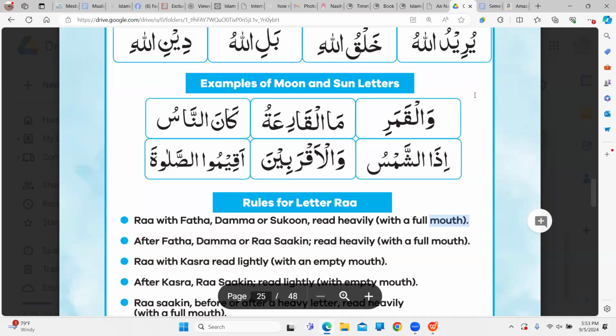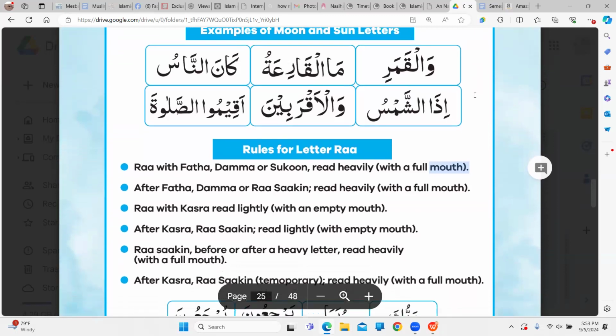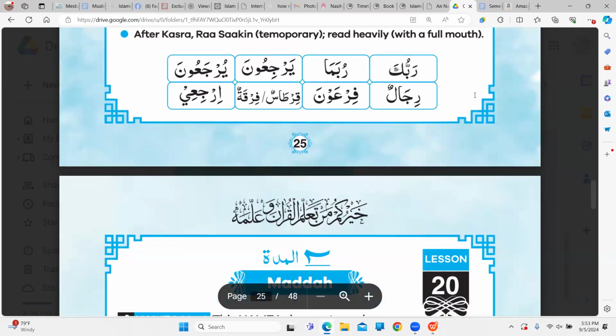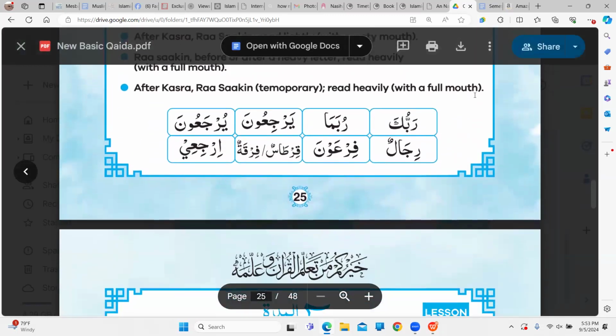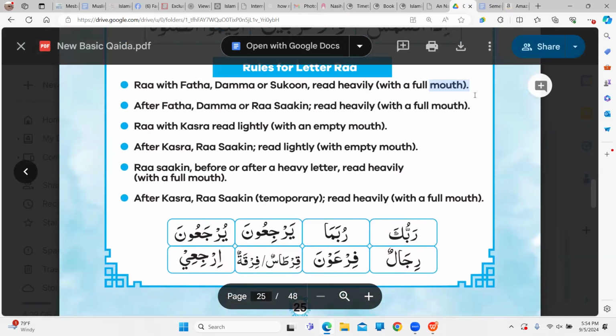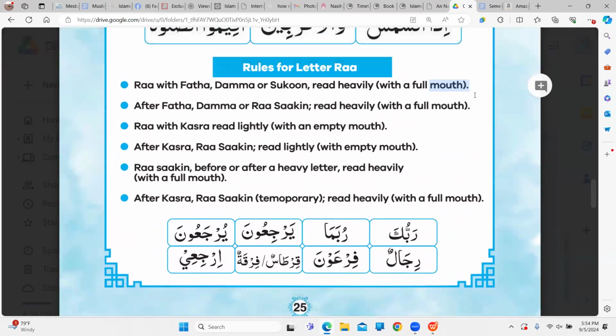Okay. Now where are we? The ra: full mouth, empty mouth. There are 5, 6 points here. Ra with a fatha, a dhamma, or sukun is read with a full mouth. Ra after fatha, dhamma, or ra sakin. If the ra comes after fatha, dhamma, or ra sakin.